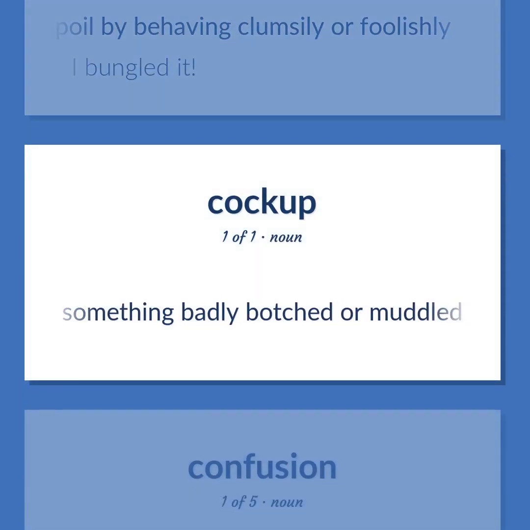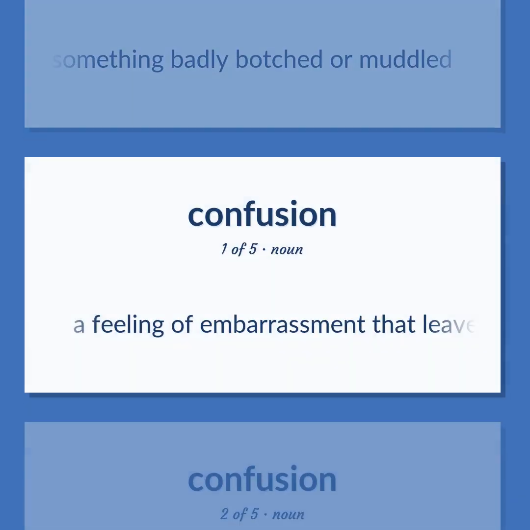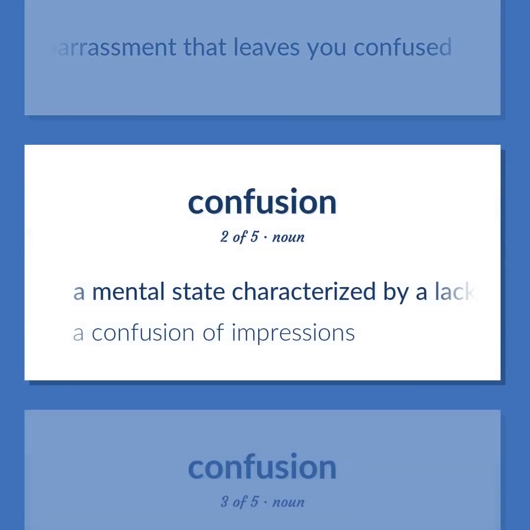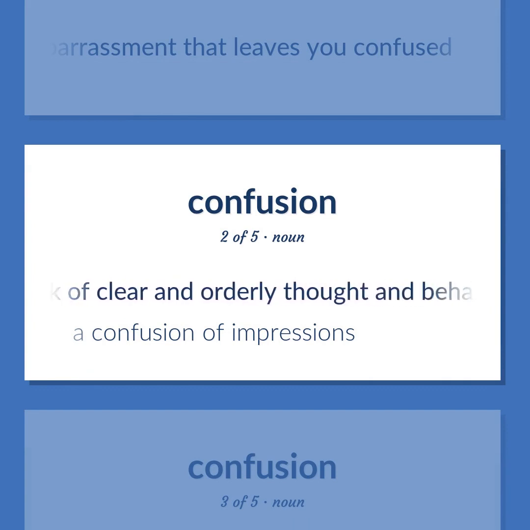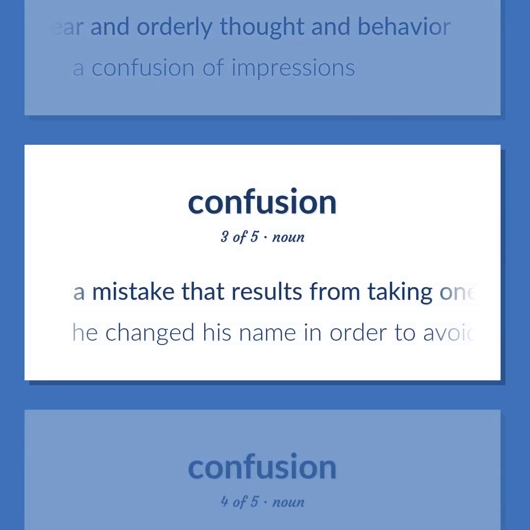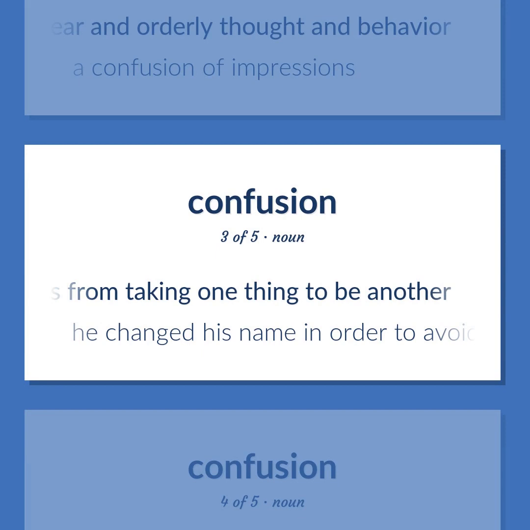Something badly botched or muddled. A feeling of embarrassment that leaves you confused. A mental state characterized by a lack of clear and orderly thought and behavior. A confusion of impressions. A mistake that results from taking one thing to be another. He changed his name in order to avoid confusion with the notorious outlaw.